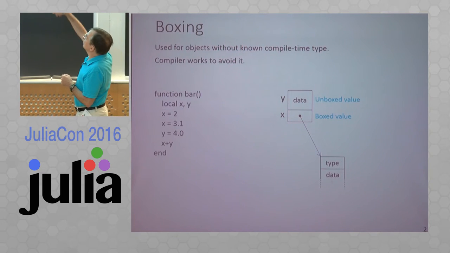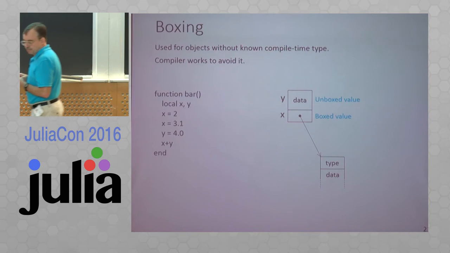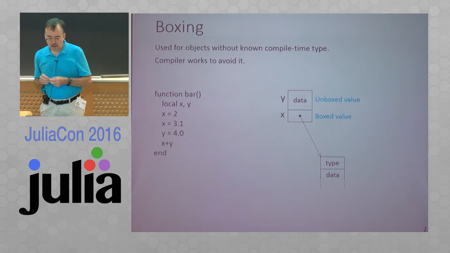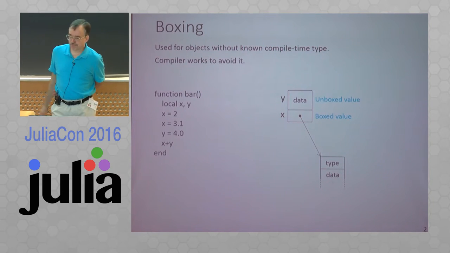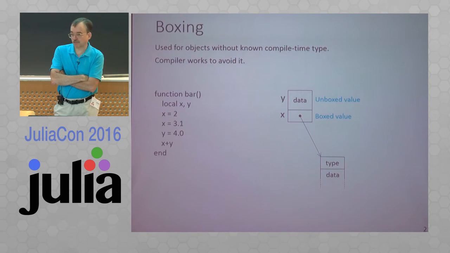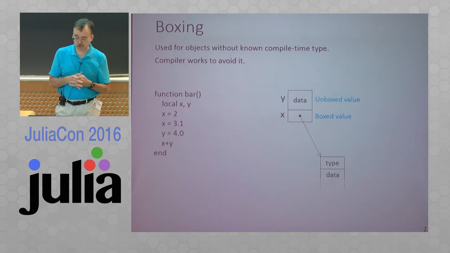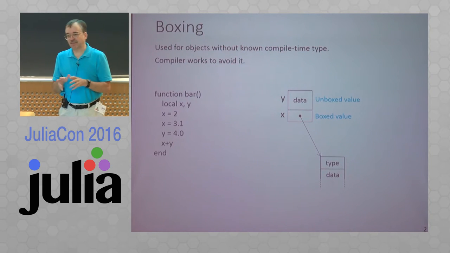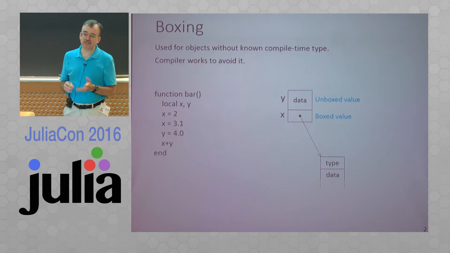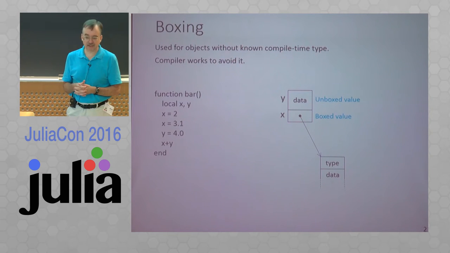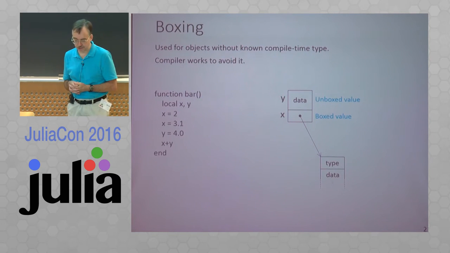So the compiler builds the data structure on the right, where y is a value, say on the stack or in a register, that just has the raw data in it. It's called an unboxed value. Then x is a boxed value. A boxed value is typically heap allocated and has a pointer to it. The thing allocated on the heap has not only the data, but also a type tag on it, saying what the type of the data is.